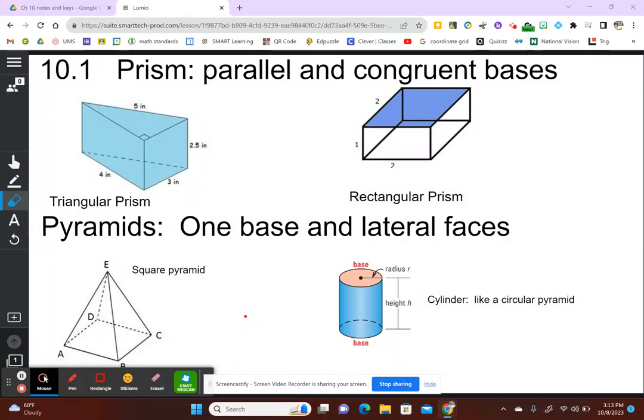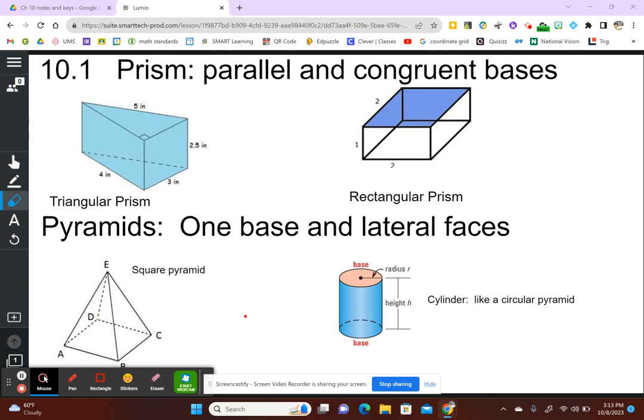Okay, so this is chapter 10.1, and chapter 10.1 goes over prisms, pyramids, and cylinders. First, I want to go over the difference between a prism, a pyramid, and a cylinder. First of all, prisms and cylinders are very similar. The difference is that a prism just deals with polygons, and polygons are figures formed by straight lines.